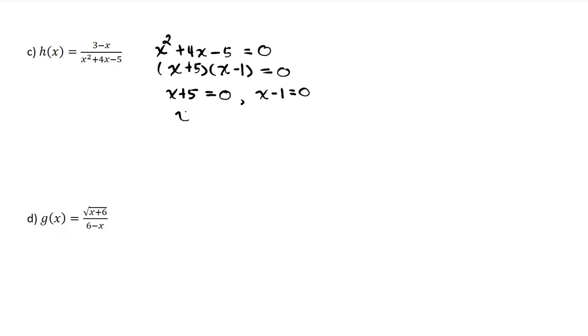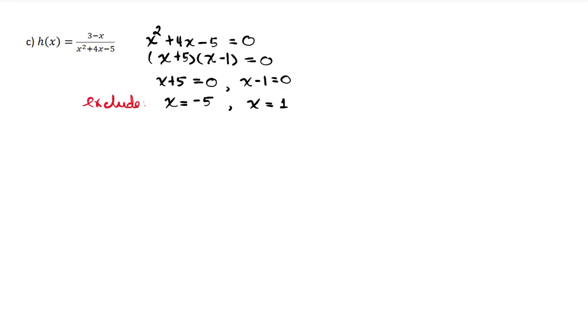So solving for the first linear statement there, this gives us the answer of -5. And for the second one, x is equal to 1. These are the two numbers that will make the denominator 0. So we want to exclude these values. Hence, the domain of this function is the set of all real numbers except for -5 and 1.